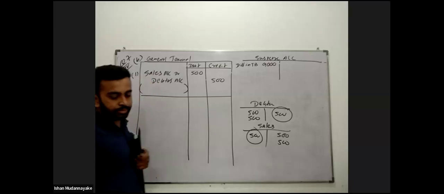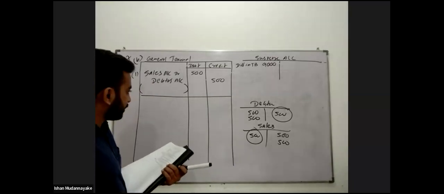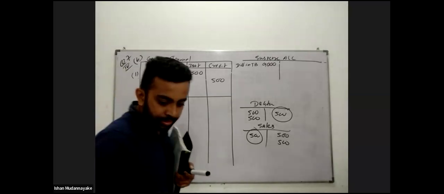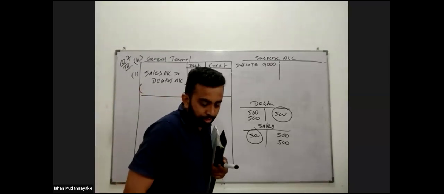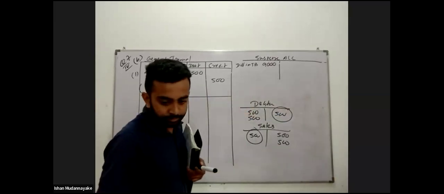Okay? Right. Next one. Look at the next one. Second transaction. Is it clear? Manolo clear. Nilupuri clear.